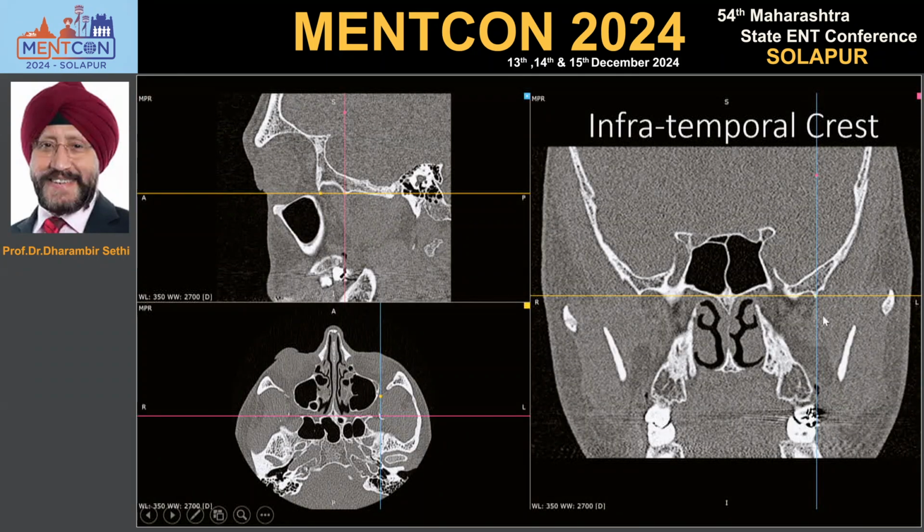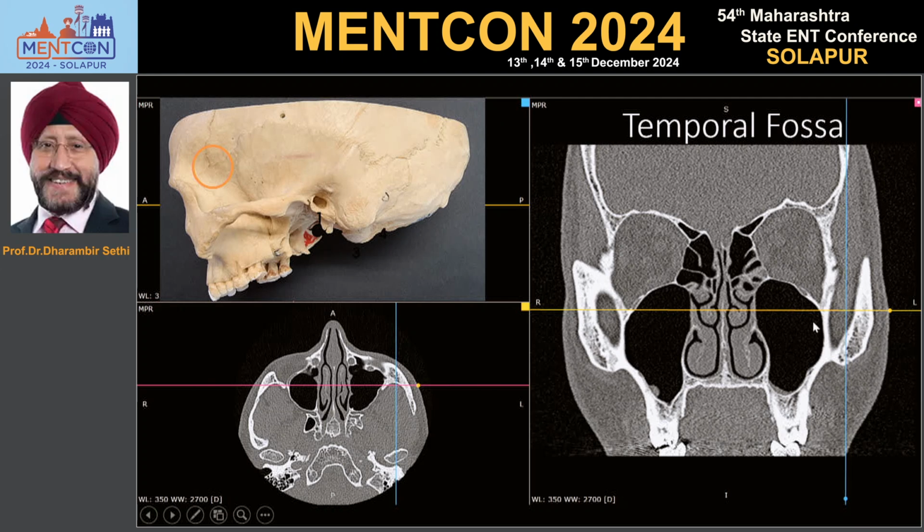This is the infratemporal crest, and lateral to the infratemporal crest is the temporal fossa, and medial to it is the infratemporal fossa. The temporal fossa runs from anteriorly from here right back here. It's a very large fossa. The floor of the temporal fossa is basically a union of four bones: the frontal bone, the parietal bone, the greater wing of the sphenoid, and the temporal bone. This union is called the pterion, where the four bones meet.